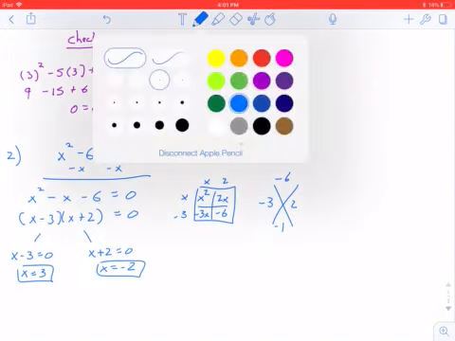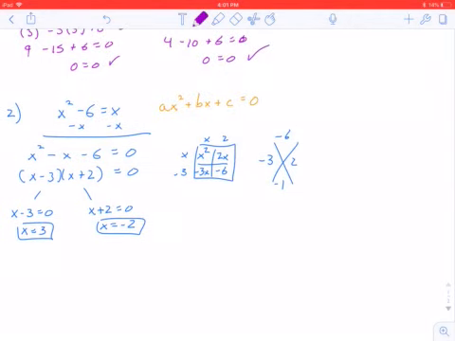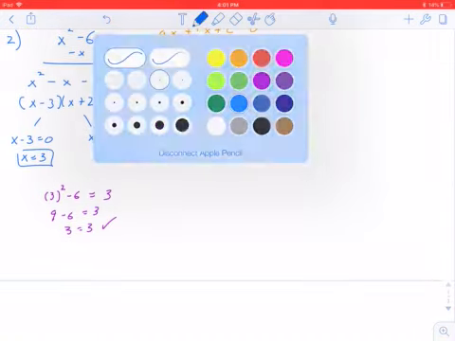I'll do a quick check with one of them, just to show you that it works. Let's plug in 3. 3 squared minus 6, does that equal 3? 9 minus 6, does that equal 3? Yes. And it would work if we plugged in the negative 2 as well. Let's do another one.